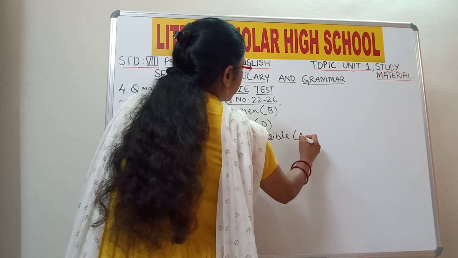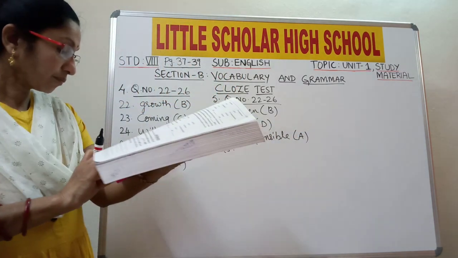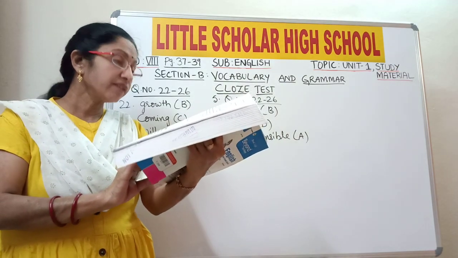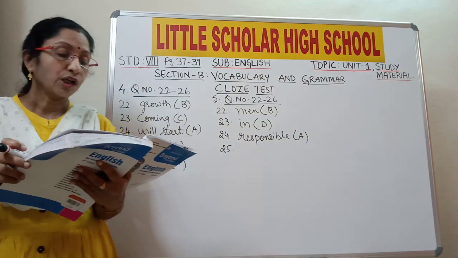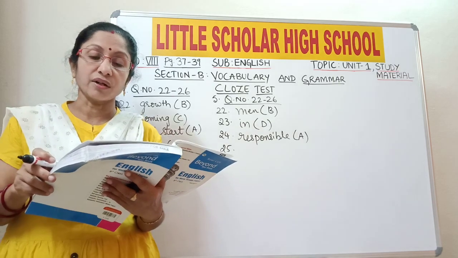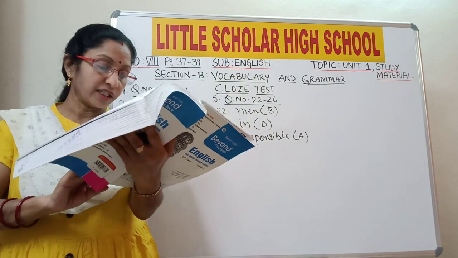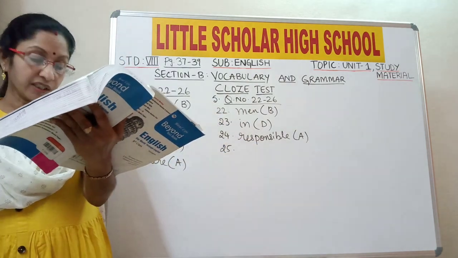Option A is the answer. Question number 25. Dash during the 20 years he worked for me. The options are: option A is but, option B is yet, option C is or, option D is and. So the answer should be "and during the 20 years he worked for me."